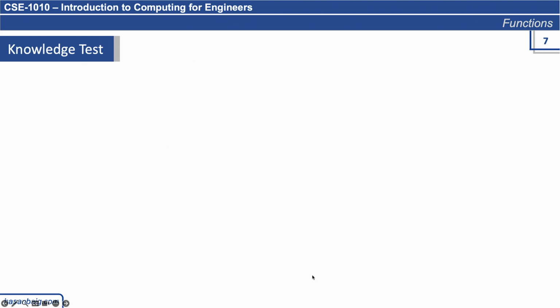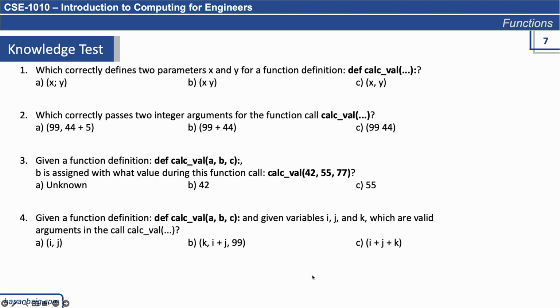Okay, good. So, knowledge test for you guys. Which correctly defines two parameters x and y for a function definition? So definition means you are creating a function, okay, and you need to define the parameters in the definition. We can have no parameter, one parameter, two, three, and so on. So here we have an option of two parameters, x and y, and multiple parameters are separated by comma. So you can clearly tell which one is the correct answer.